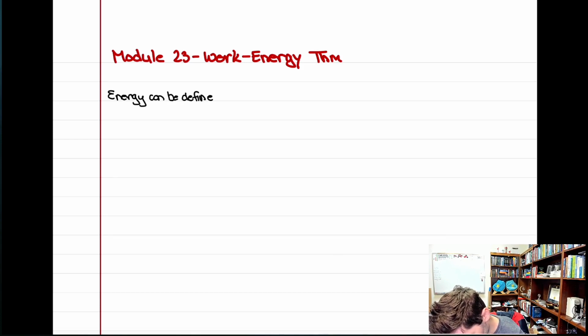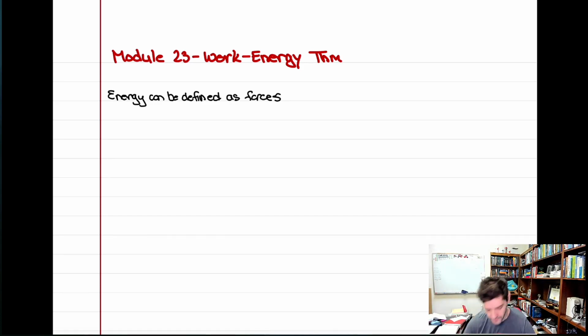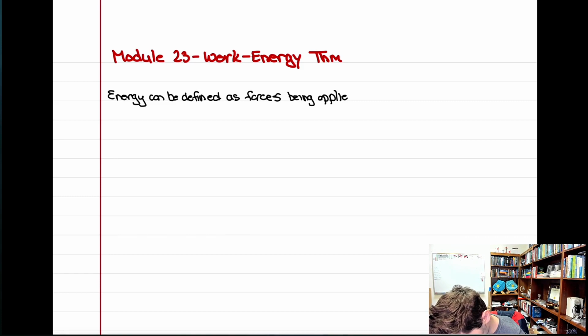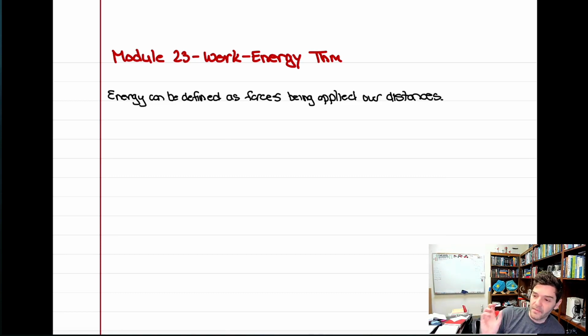And how does it relate to forces? As forces being applied over distances. This is different than the momentums, where we asked how does momentum change? Then it was forces being applied over time, or torques being applied over time. Now we're talking about forces being applied over a distance.